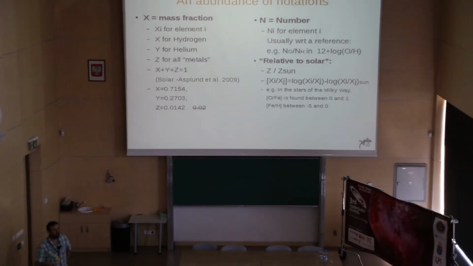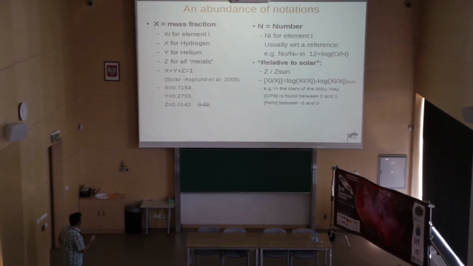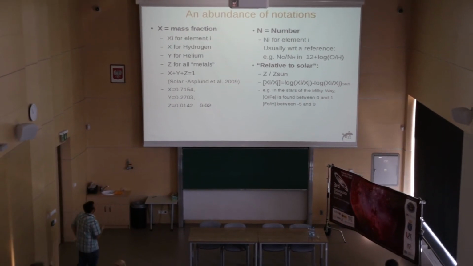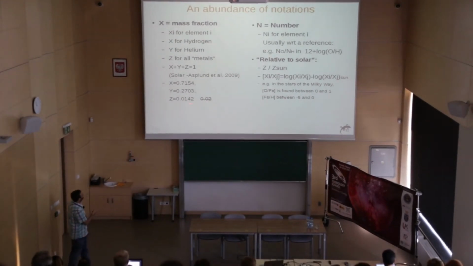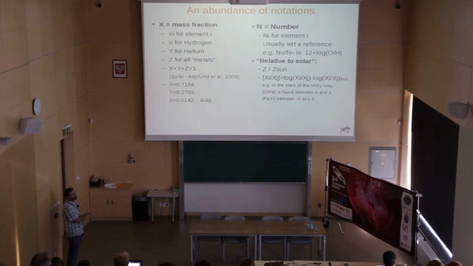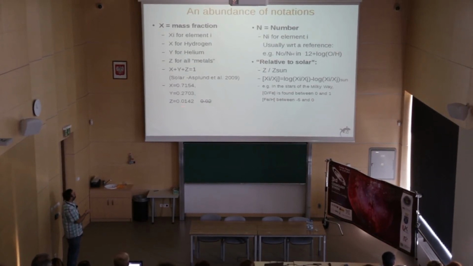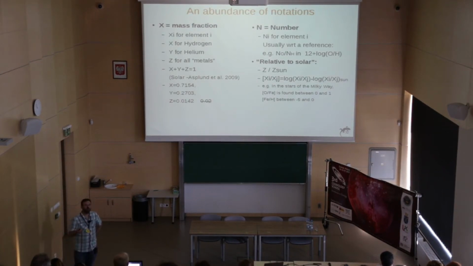And I put them here because they have been revised in 2009. So if you look at old papers, here Z is assumed to be 0.02. But the more modern values are quite significantly lower. And since we use the solar reference in a lot of work, you will have to be careful about which reference they used if they give you something in solar units, because this may have changed in time. So you should be careful about that.